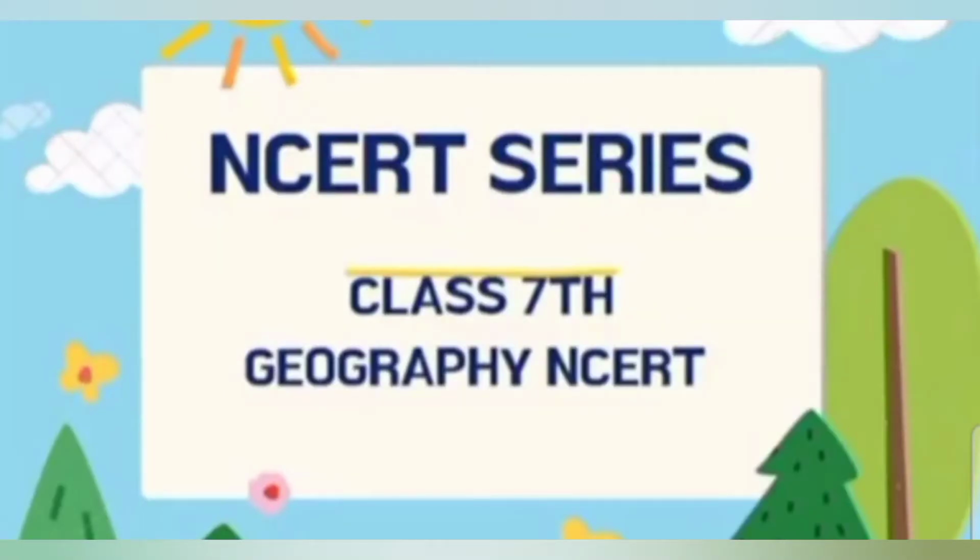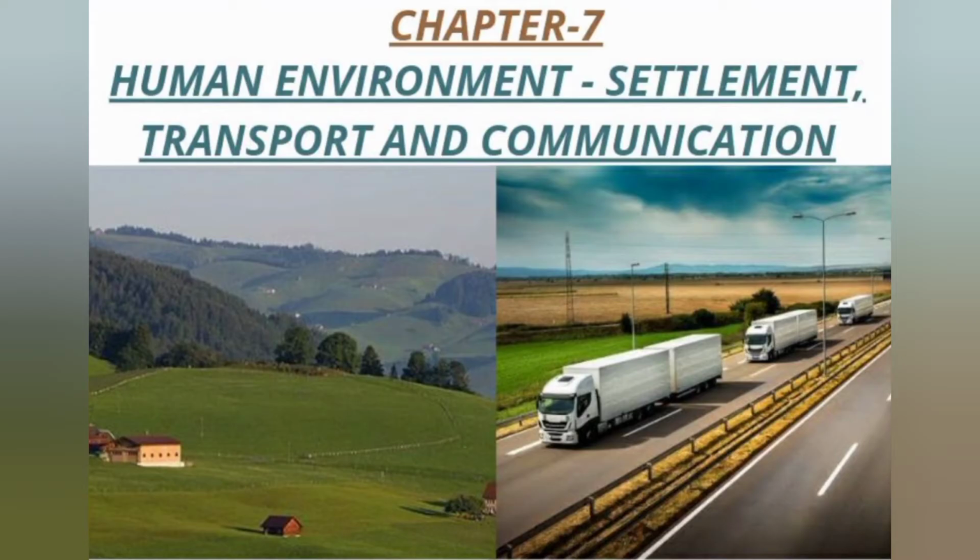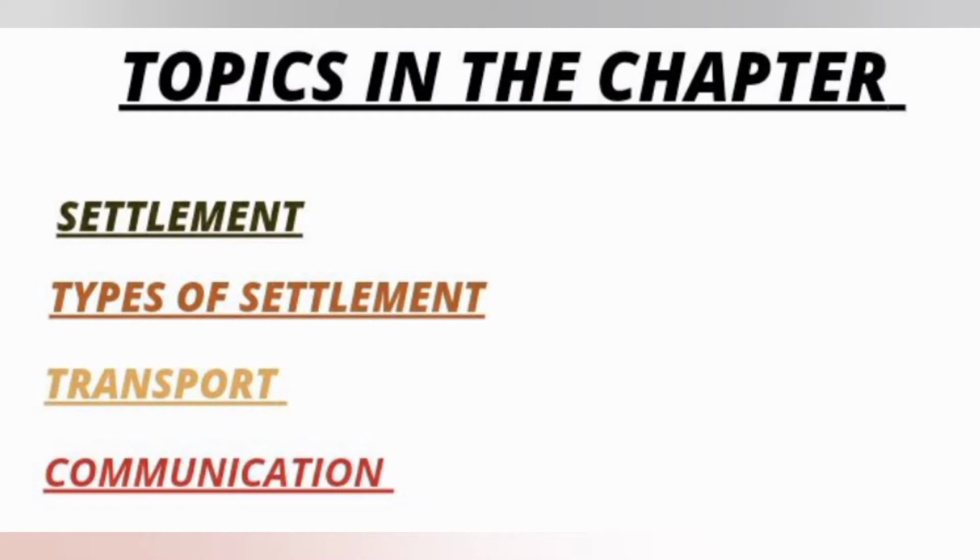As we are continuing with our NCERT series, we are doing Class 7th Geography NCERT. And today we are going to discuss chapter number 7, Human Environment, Settlement, Transport and Communication. So, the topics which we are going to cover in the chapter are the following: settlement, types of settlement, transport, and communication.